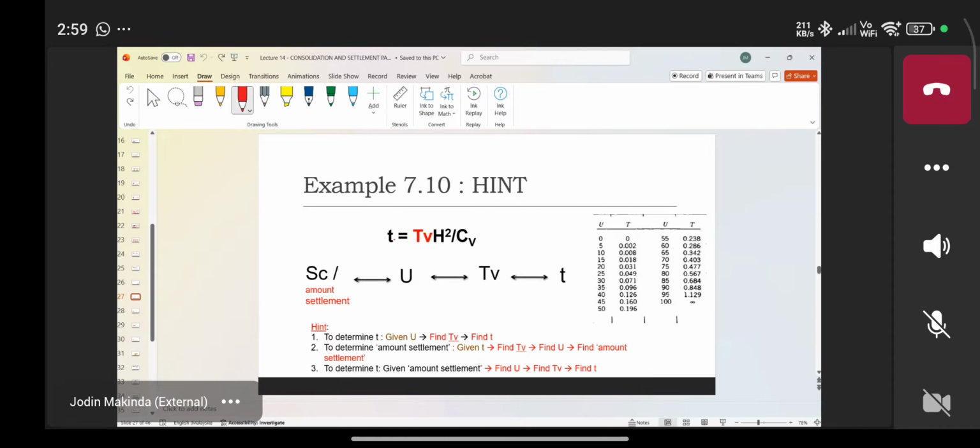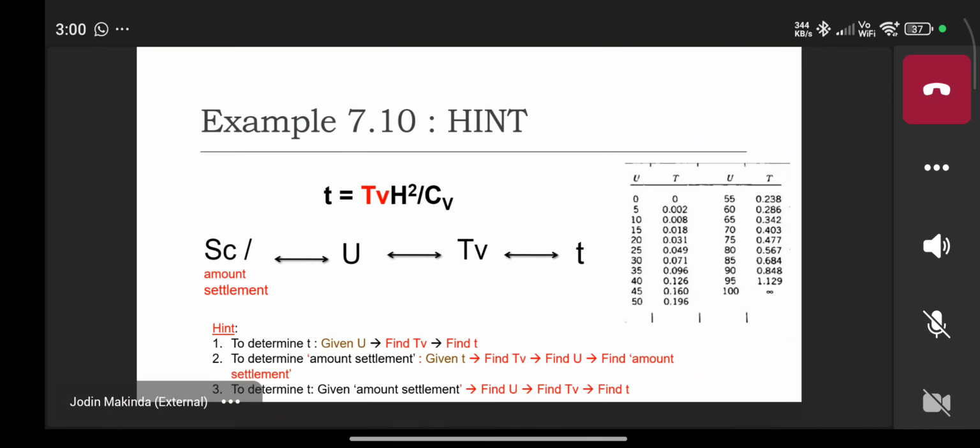Okay, so if you are given time factor, you are asked to find SC, very easy. Use time factor to find U, fraction. Use U to find SC. That is the way. If you know this, you are not going to be confused.